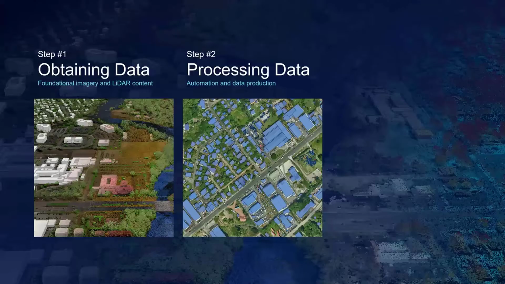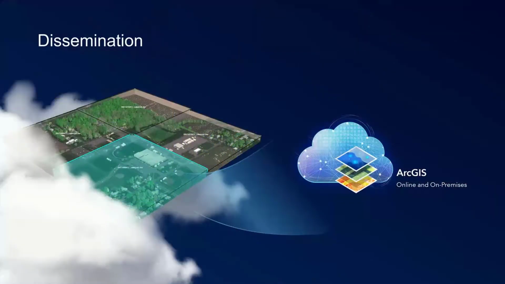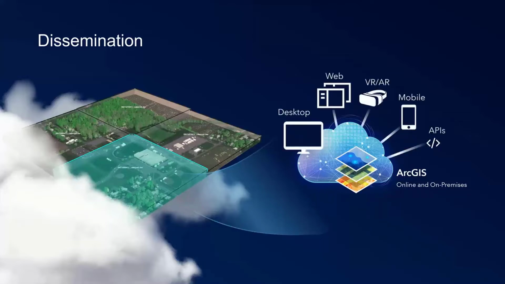Challenge number 3, disseminating data. The question we're constantly asked is, now that I have 3D data, how can users across my agency, partners, clients, or the general public take full advantage of it? By sharing data to the cloud on ArcGIS Online or ArcGIS Enterprise, users can access your 3D base map data leveraging ArcGIS Pro, web-based applications, or even devices.